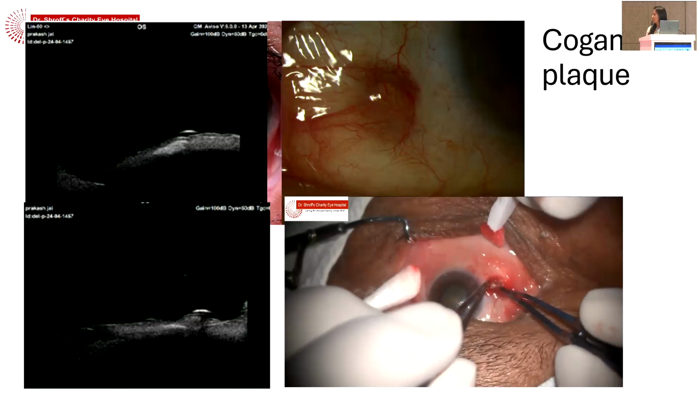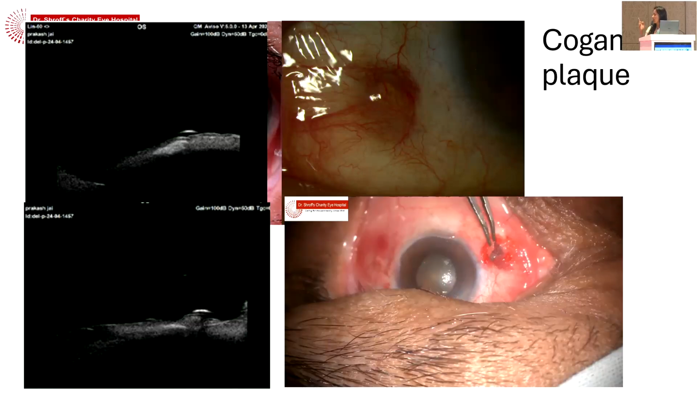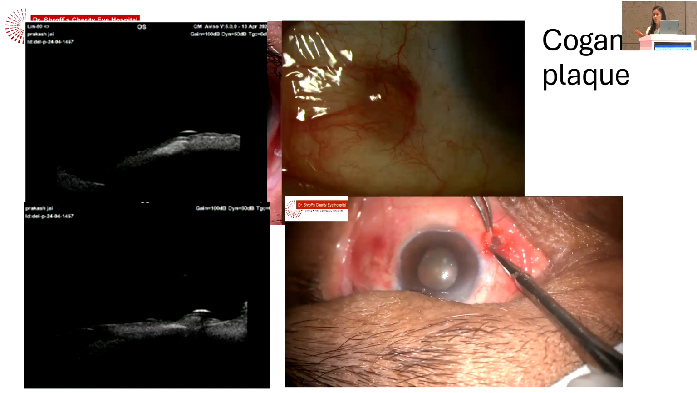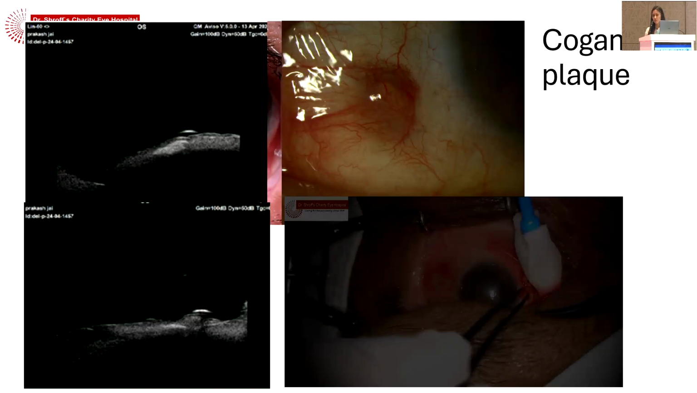Just a small clip to show intraoperative. You can see this plaque, the calcified plaque, and look at the underlying thinning of the sclera. The uvea is all visible. So if you try to excise this sclera without a patch graft, probably the patient will end up in trouble. So we had to put a scleral patch graft for this patient. So this was all. Thank you very much.